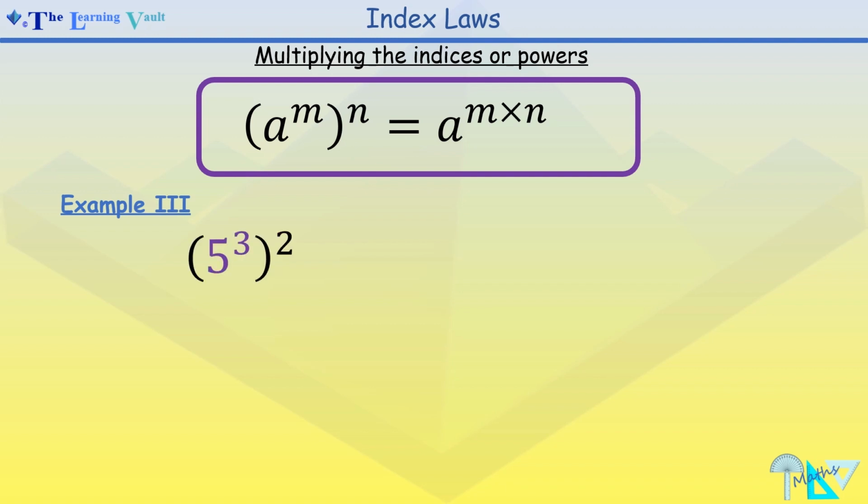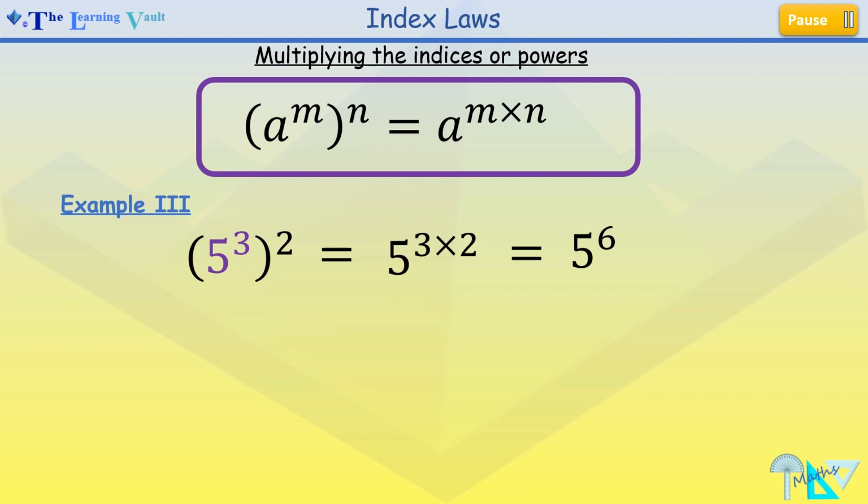Example 3. You may pause and have a go. Now we've got 5 to the power of 3 in brackets, all squared. Using the index law above, our answer is going to be 5 to the power of 3 times 2, which gives us 5 to the power of 6.